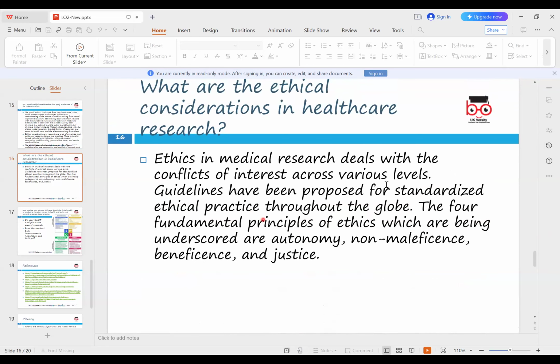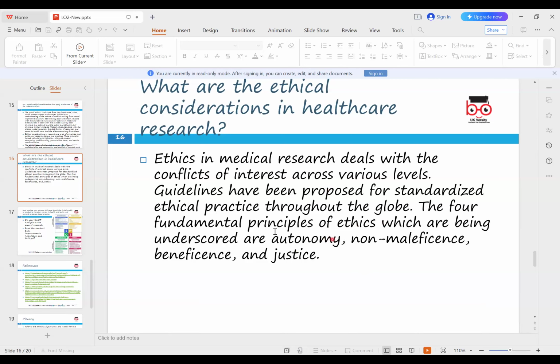So you would want to show conflict of interest. For instance, if you're working in the NHS, different people might have some conflicts of interest, so you have to mention those. There are guidelines proposed for standardized ethical practice throughout the globe.